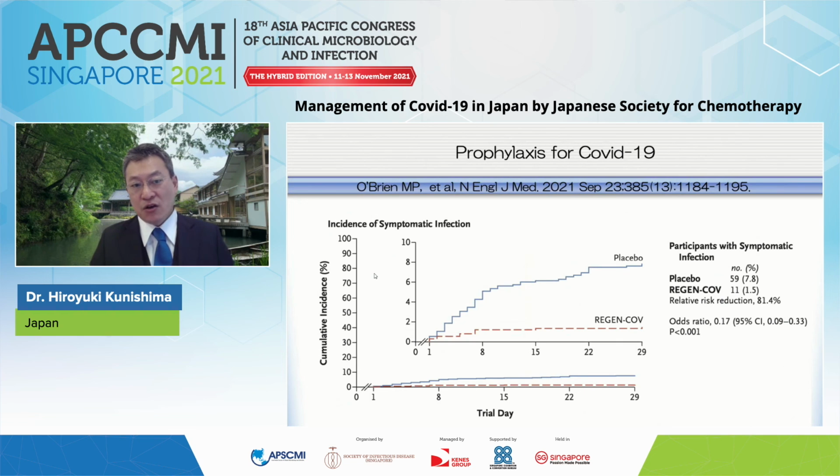Prophylaxis is one option. Traditionally, influenza and HIV have had post-exposure prophylaxis. Currently, the effectiveness of post-exposure prophylaxis with neutralizing antibody has been reported for COVID-19. It's known that the amount of virus is increasing before onset of symptoms, and so prophylaxis might be effective for COVID-19.